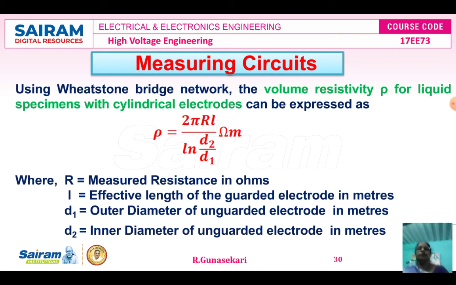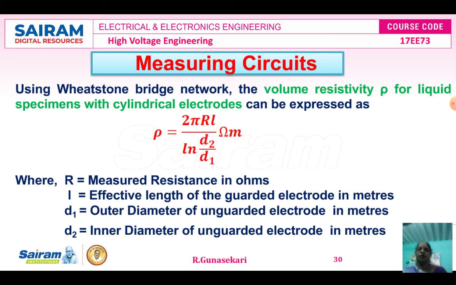By using Wheatstone bridge arrangement with DC amplifier and galvanometer, we measure the volume resistivity rho for liquid specimen with cylindrical shaped electrodes, given by rho equal to 2 pi R L divided by natural logarithm d2 divided by d1. The unit is ohm meter.